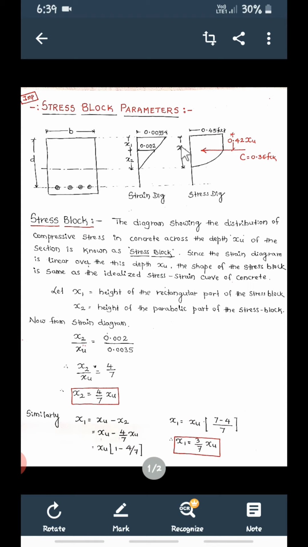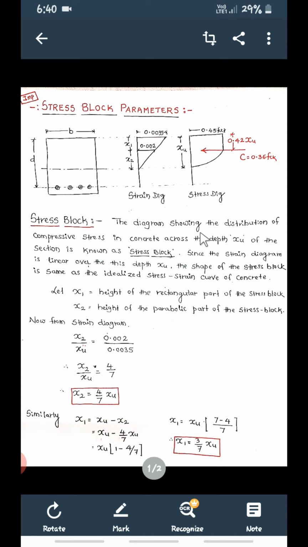The diagram indicates distribution of the compressive stress. Here it is 0.45 fck. Somewhere here it is going to change. So at this point it is a total compressive force like that. Across the depth of the beam section, whatever the stress distribution is there in the concrete, that is going to show in the form of a stress block.